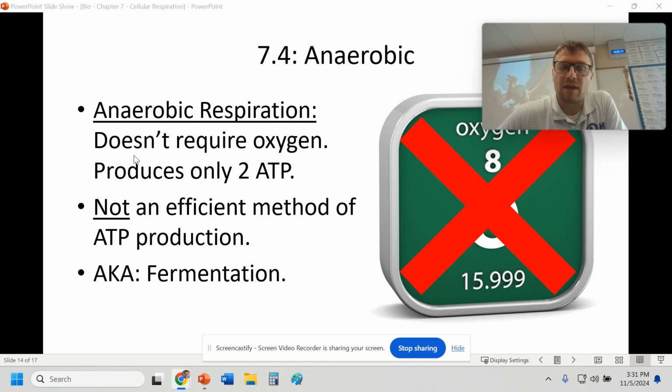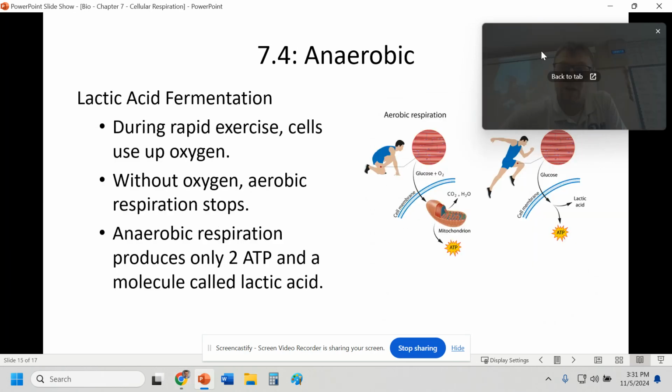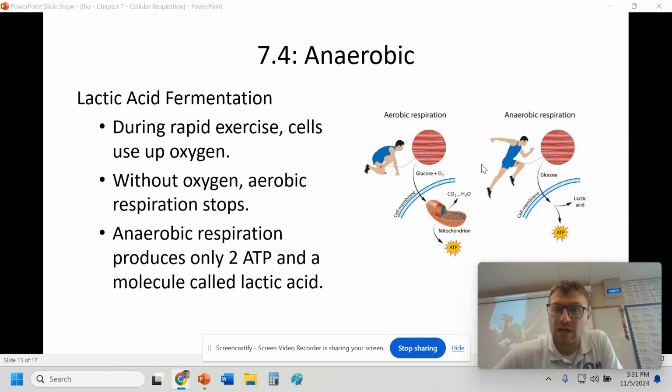So this is not by choice. This is by necessity. This is when your cells don't have enough oxygen. If you think about a time when your body doesn't have enough oxygen, it's when you're rapidly going through exercise. You start breathing harder, your heartbeat starts increasing. Basically what your body is doing is using up all that oxygen, and so it can't go through aerobic respiration, because remember, aerobic respiration needs oxygen.